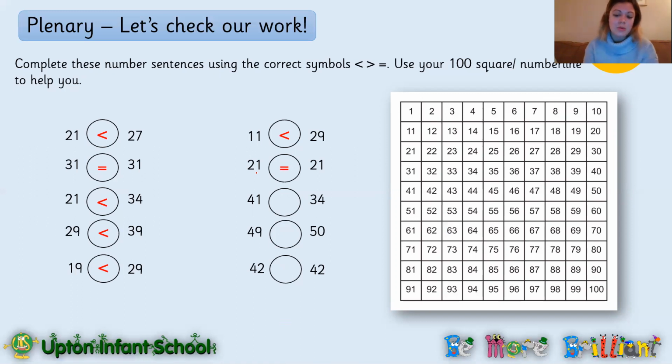21 is equal to 21. 41 is more than 34. 49 is less than 50. And finally, 42 is equal to 42. So again, well done if you got that right. And if you didn't, then you can always go back and double check, because it's just practice today. And remember, this is one of the first times we've done numbers to 50. So don't worry if you found it a bit tricky.